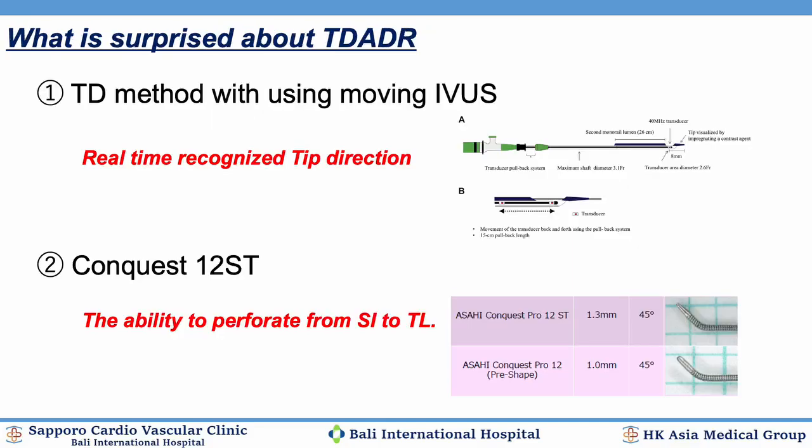The two inventions that made TDA possible are the tip detection method in IBUS and the development of tips, Conquest Pro ST. Until now, in the old school way, the guide wire was performed intravascularly as imaged, and then IBUS was used to confirm the result. Now, with the tip detection method, the direction of the guide wire can be manipulated in real time. It was common knowledge that guide wire puncture was impossible toward the true lumen. But now, the Conquest sharpened tips have made it possible.